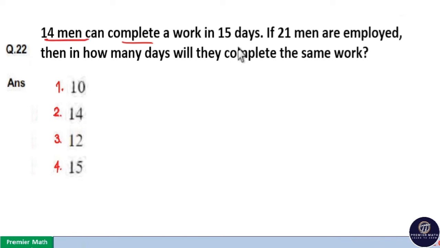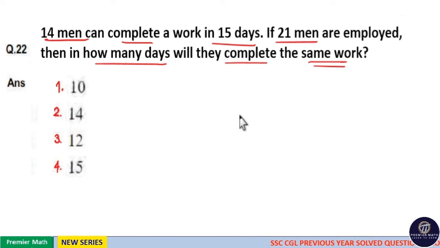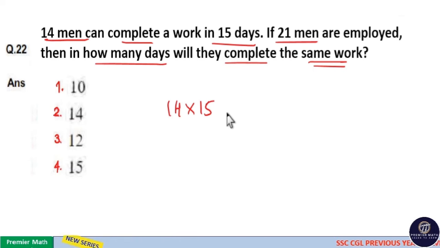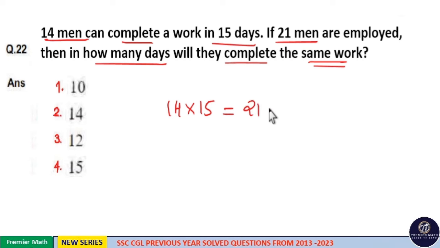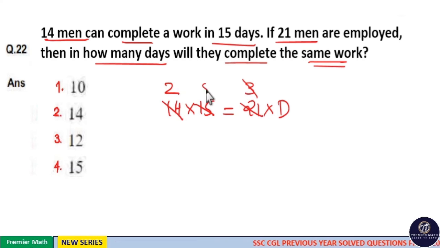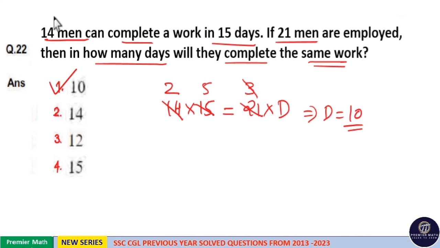14 men can complete a work in 15 days. If 21 men are employed, then in how many days will they complete the same work? Here the work is the same. 14 men can complete a work in 15 days. Then 21 men can complete the same work in D number of days. Here 7 goes 2 times in 14, 7 goes 3 times in 21, 3 goes 5 times in 15. So the number of days is equal to 5 into 2, 10 days. Option 1 is your answer.